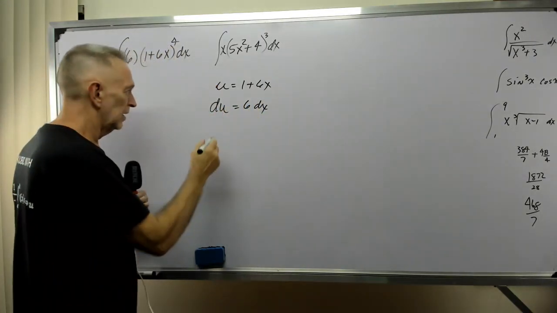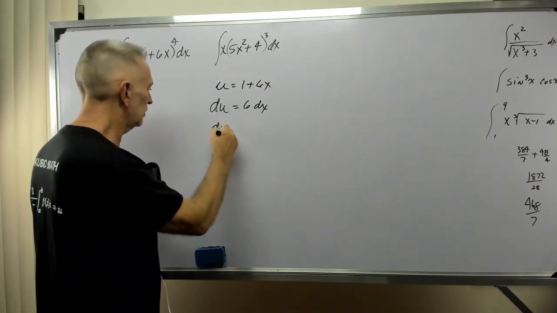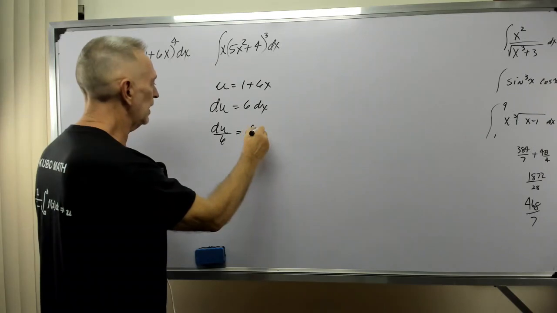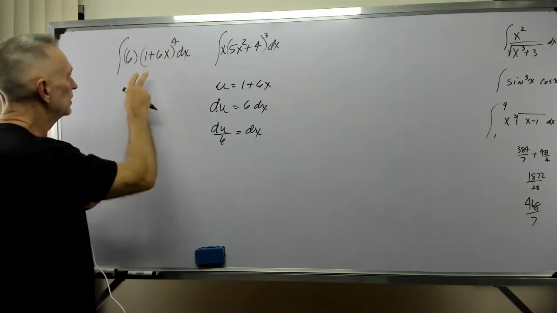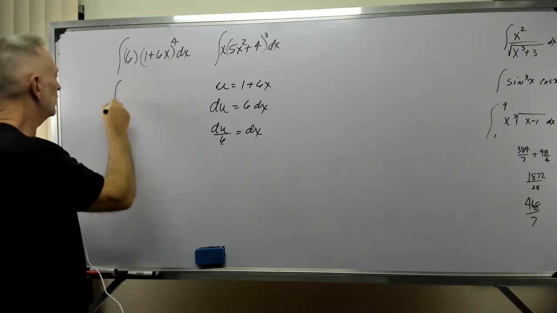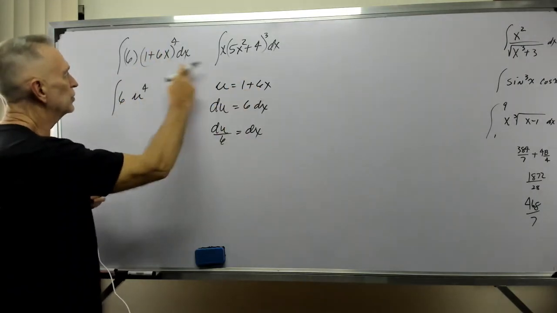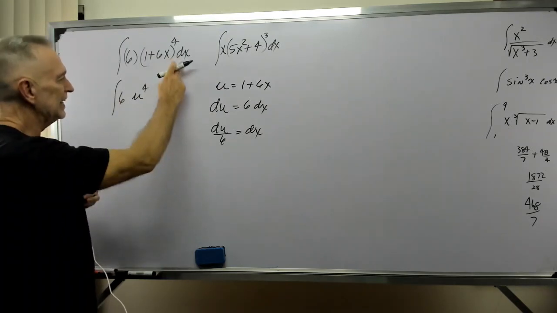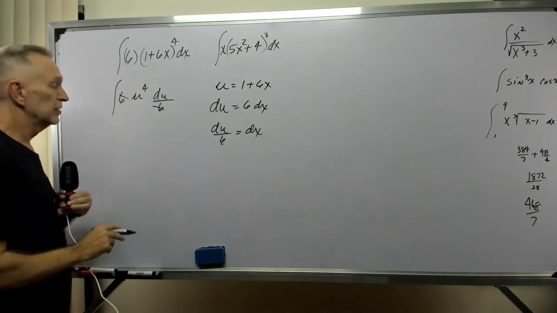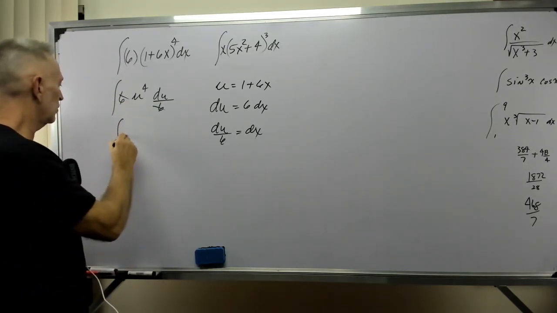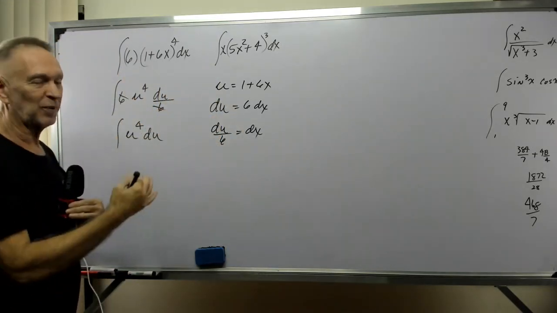Chain rule. All right, let's isolate the dx. So we divide both sides by 6. du over 6 equals dx. So now I can substitute that for dx, and then u, here we go. So all right, we still have our 6, u to the 4th power. So that's (1 plus 6x) raised to the 4th power. dx is now replaced with du over 6. Voila! The 6's cancel, and we end up with the integral of u to the 4th du. It just greatly simplifies things.